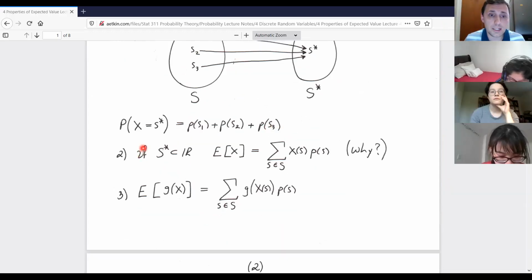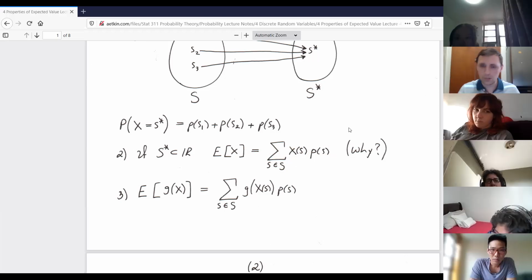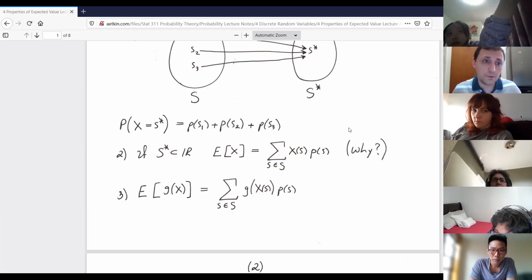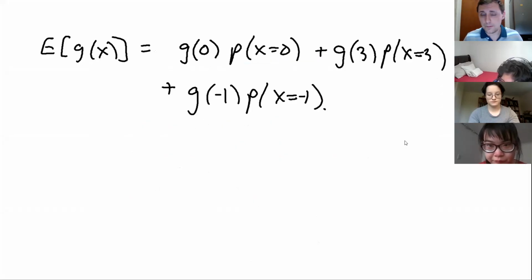So if S star is in R, then the expected value of X can be simply calculated as this summation, guys, and it's not trivial notation. It's a summation where little s belongs to S, of X(s) times P(s). Do you understand what this means, guys? This is not the definition of expected value of X. This is computing the expected value based on the outcomes of the sample space. Let me show you the difference, right?